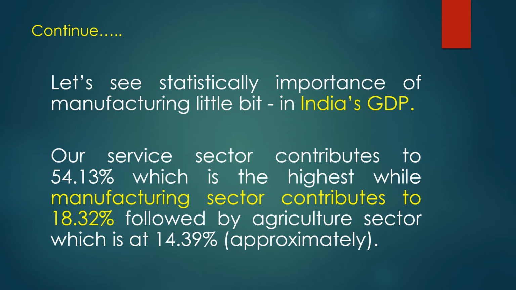Take an example of India's GDP. In India's GDP, 54.13% contribution is from the service sector, 18.32% contribution is from the manufacturing sector, and 14.39% contribution is from the agriculture sector. We can easily understand from this that if India reforms the manufacturing sector in a positive direction, then the GDP rate of India will increase in a few years.